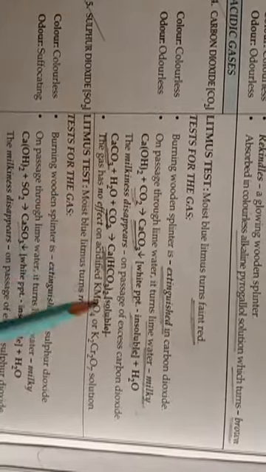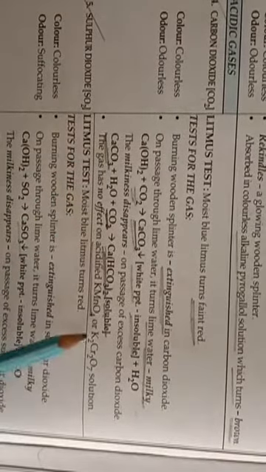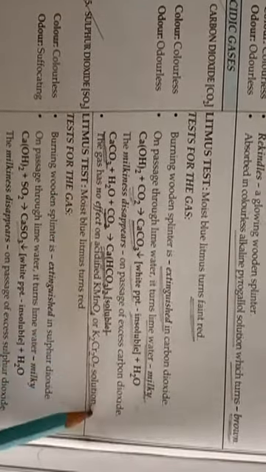So what is the observation? When CO2 is passed through lime water, the lime water turns milky, and on passage of excess CO2, the lime water again turns colorless due to the formation of calcium bicarbonate, which is a soluble salt. Then the last line, which is very important: the gas has no effect on acidified KMnO4 or K2Cr2O7 solution.